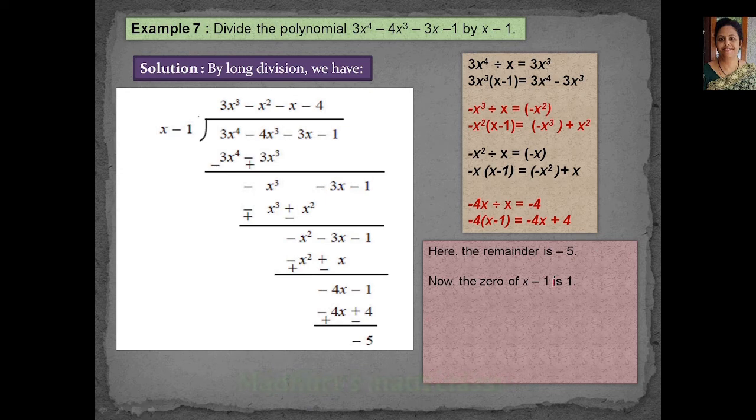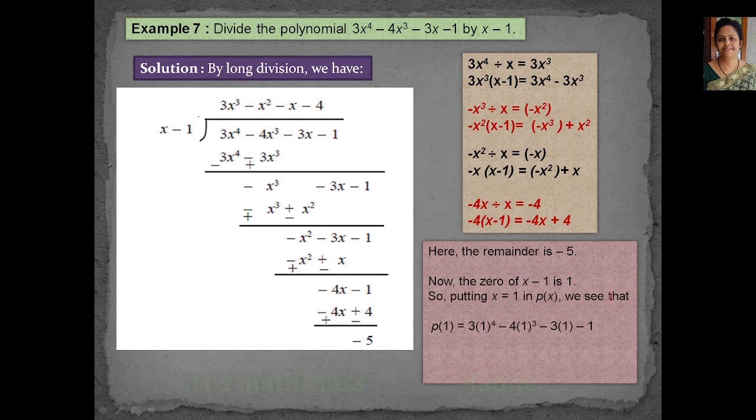So here the remainder is negative 5. Now the zero of x minus 1 is 1. What is the zero of x minus 1? When x is equal to 1, x minus 1 is 0. So the zero of x minus 1 is 1. So we will find what is P(1). So P(1) we will get negative 5. We can check that one.